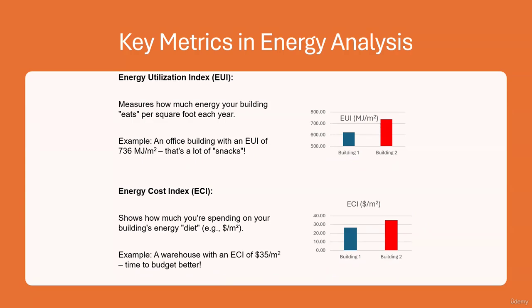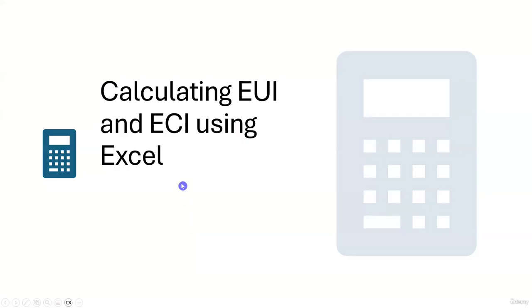So if the rate of the energy is high, but the energy consumption is low, still the overall effect will be high. Why? Because the total cost is going to be the rate times the amount of energy consumption. So that's why the total ECI is going to be high. Next I will demonstrate how to calculate EUI and ECI using Excel.